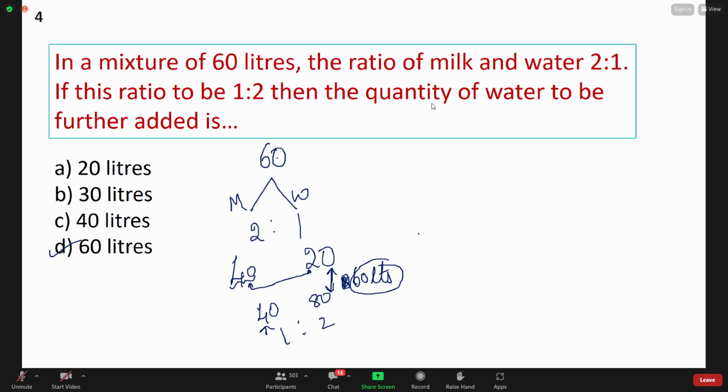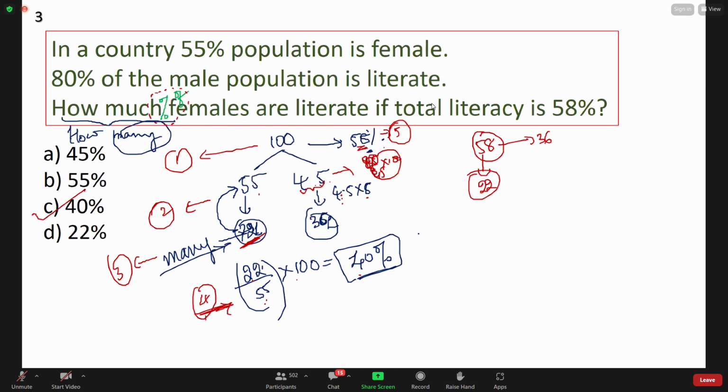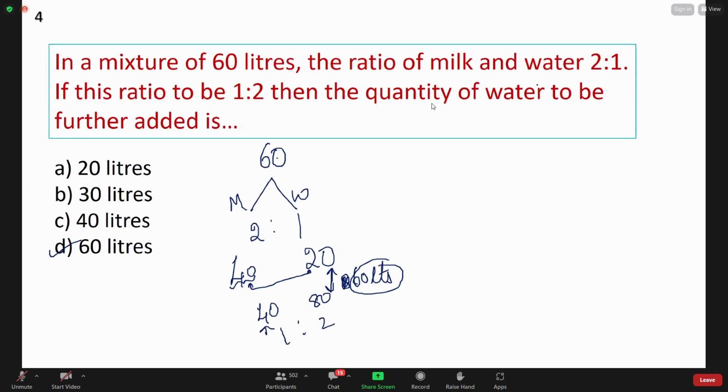Now going back to the previous question on a doubt from Tarun. Tarun, is it clear enough? Tarun's question is why shouldn't we consider 22 by 58? Because out of the total 58% is not what we wanted. We wanted it for the total population. That's why.